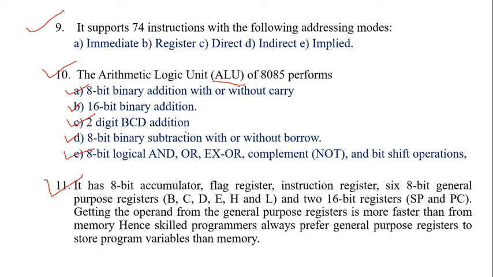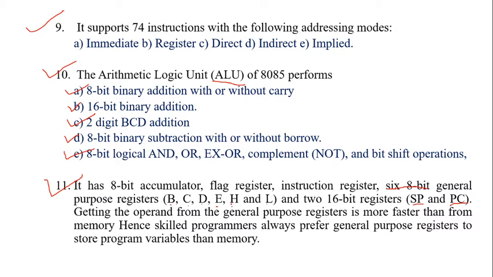Now next one, it has an 8-bit accumulator, flag register, instruction register, six 8-bit general purpose registers, that are B, C, D, E, H and L. These are the six 8-bit general purpose registers that are going to operate with the help of different instructions, and two 16-bit registers. So the two 16-bit registers are SP, that is stack pointer, and PC, that is program counter. So these two are 16-bit and all these six are 8-bit general purpose registers.